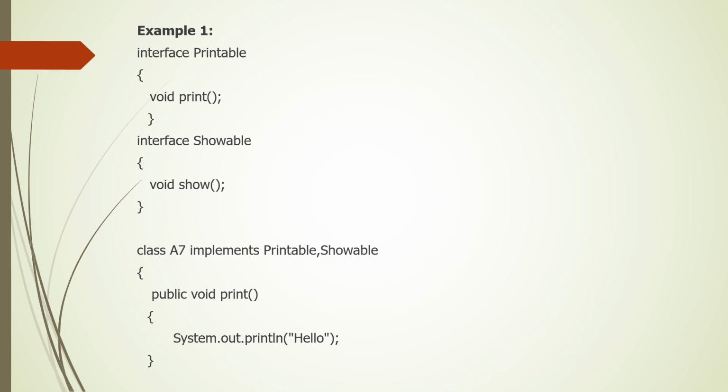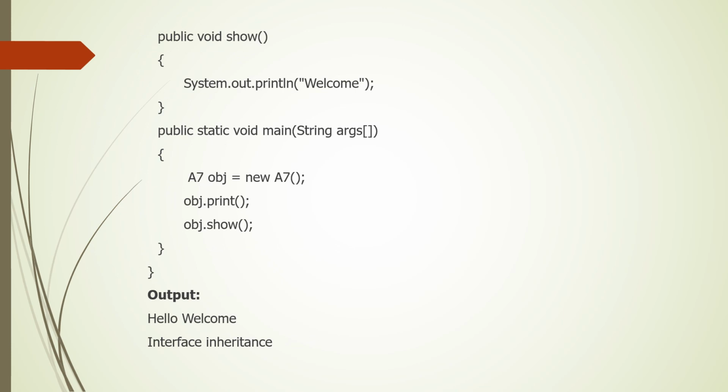Then it prints the method. It implements the method print off with printing a message hello. And in another method show off, it is printing the value welcome. So we create an object for the class A7. Object dot print off will print hello, and object dot show off will print welcome.